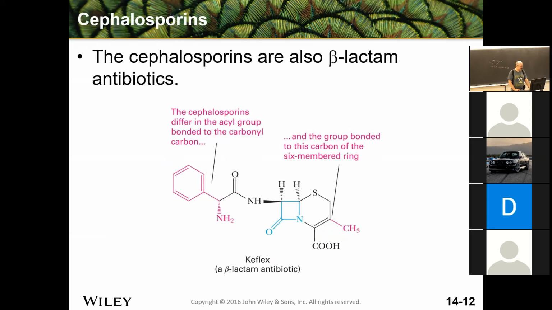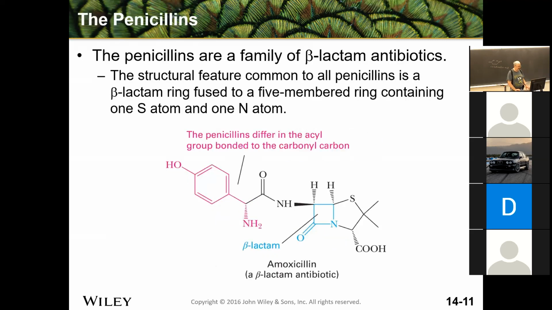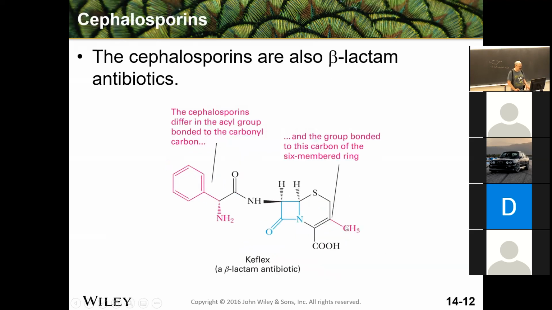Okay, these are cephalosporins. Notice the difference here. The penicillin type has a 5-membered ring, and then the cephalosporin has a 6-membered ring here with nitrogen and sulfur. And the different members of the family contain different functional groups at this location. This is one called Keflex.